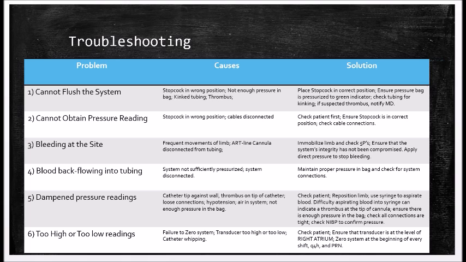one, your patient is okay, and two, to check that your pressure is quite accurate to the art line. So 6, if your readings are too high or too low, maybe because you failed to zero the system, your transducer is too high or too low, or it could be because the catheter is whipping inside the patient's arteries. Check the patient as a solution, ensure the transducer is at the level of the right atrium, and zero the system, as needed and as per your protocol.